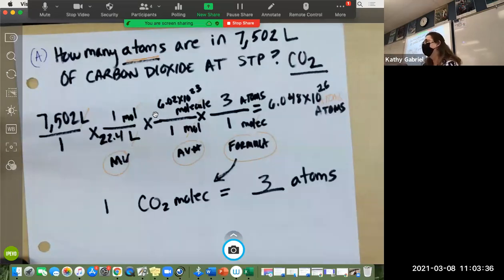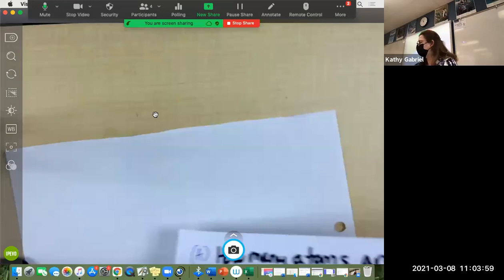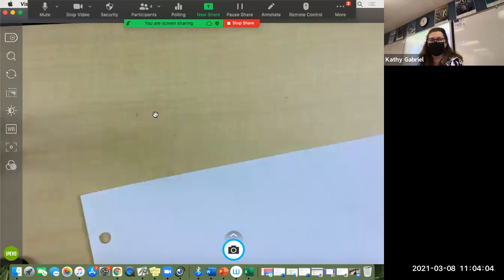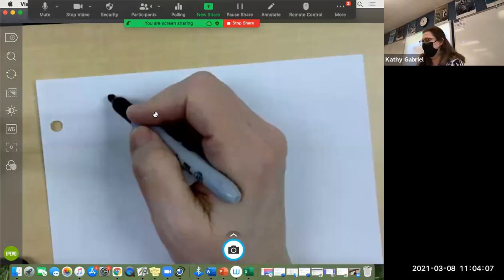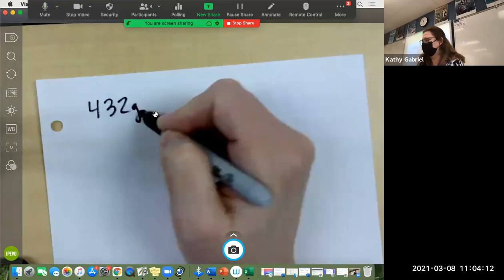All right, then we'll do one more quickly because why not, right? Okay, so we're going to do potassium sulfide. That is going to be our next problem. So start out by getting the formula when I write the problem. Potassium sulfide. And we'll do 432 grams of potassium.